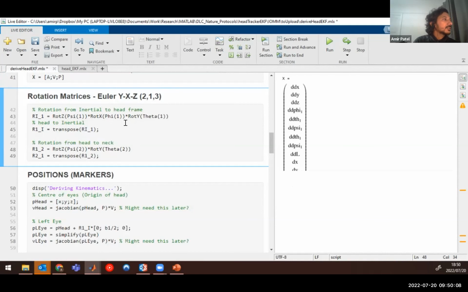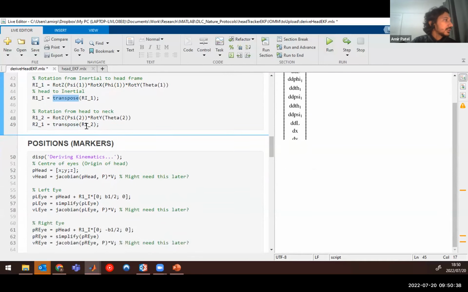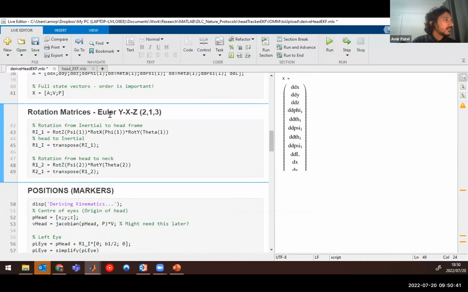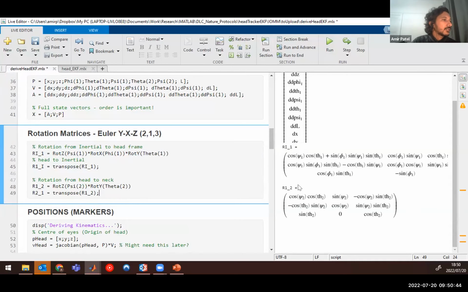Okay, and then we define the rotation matrices. So like I said, I know that the cheetah doesn't roll its head past 90 most of the time. So we define that as our second rotation. So we rotate about Y, then X, then Z, and that's defined by these angles. And that represents a rotation from the inertial or the world frame into the first frame, which is the head frame. And then we can also define the rotation from the head back into the inertial, and that is just a transpose of the previous matrix. And then we can do the same thing for the head over there. So let's run that section. You can see there's our rotation matrices written out quite nicely.